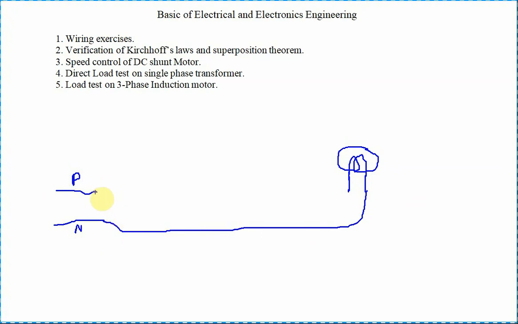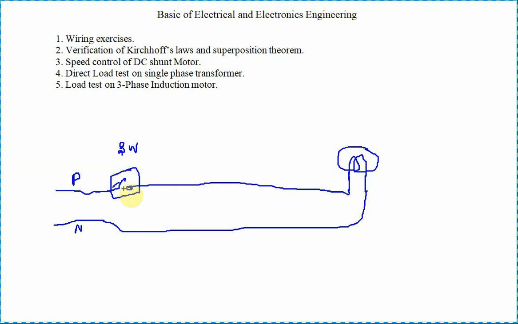Another line is there. Through the switch you are going to connect it. So I am going to use one switch over here. Through the switch you connect it to the lamp, that's all. This is a switch, and the connection is over. It's a very simple method.